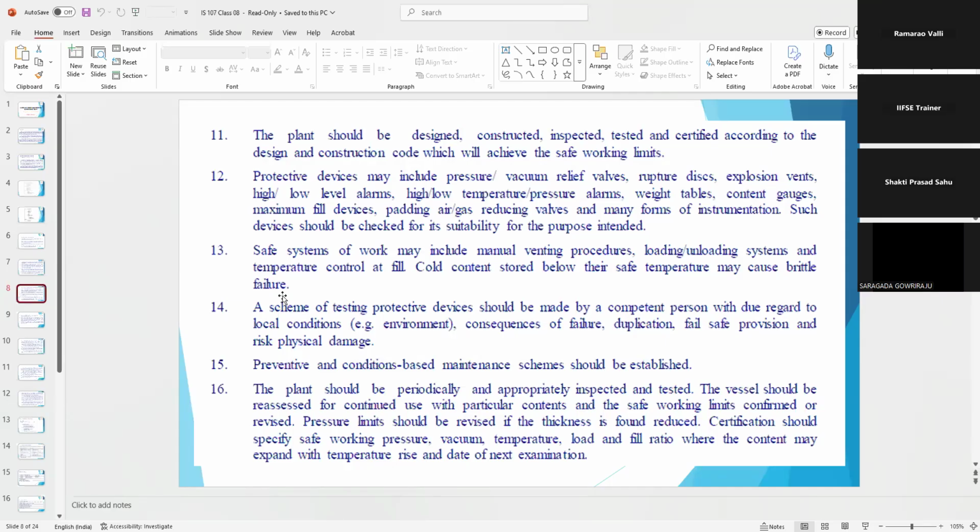And safe systems of work may include manual venting procedures, loading and unloading systems, and temperature control while filling. Cold contents stored below their safe temperatures may cause a brittle failure. So, safe systems of work may include manual venting. Some of the times we do manual venting. Maintenance people will understand this. Manual venting.